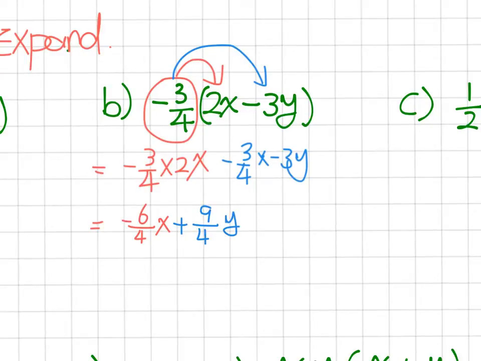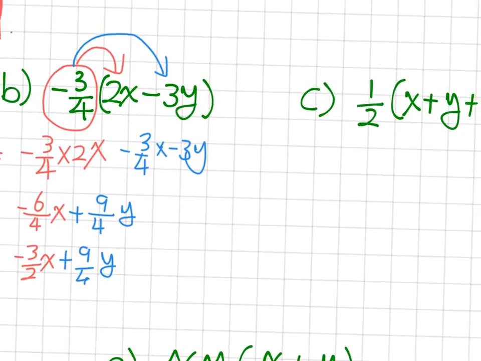Now, the only thing that you have to be very careful of when you're dealing with fractions is that you have to reduce them fully. So if you take a look at the first one, negative 6 over 4 can be reduced to negative 3 over 2, because both of them can be divided by 2. And 9 over 4 cannot be reduced anymore, so it just stays as 9 over 4 y. Now, hopefully that was okay. Now let's go to the next example.